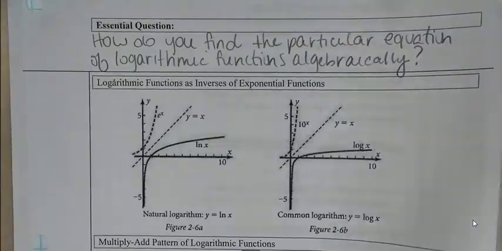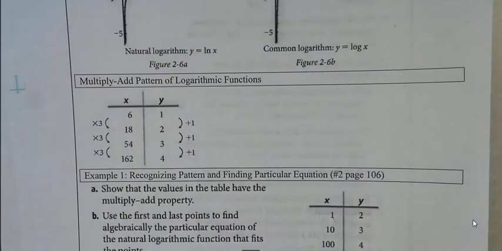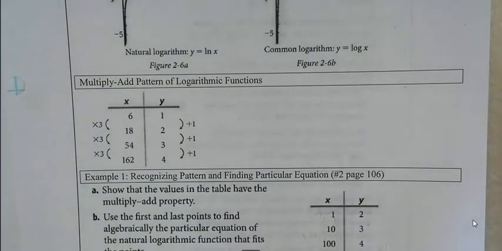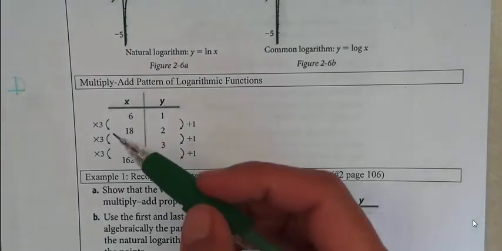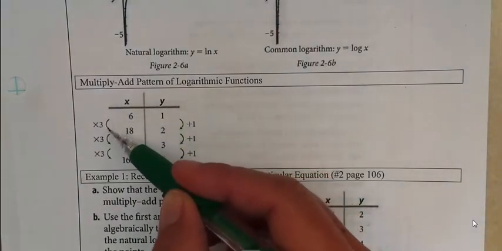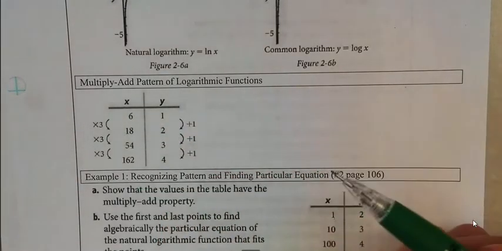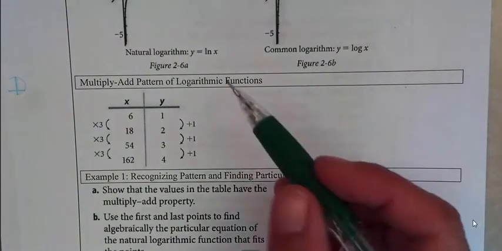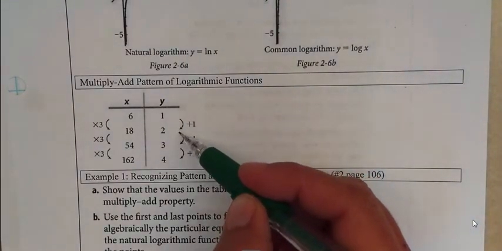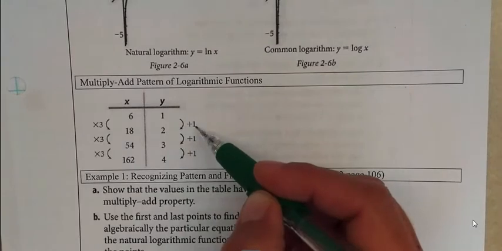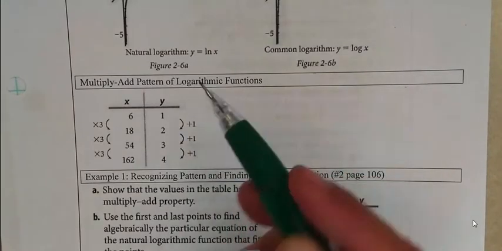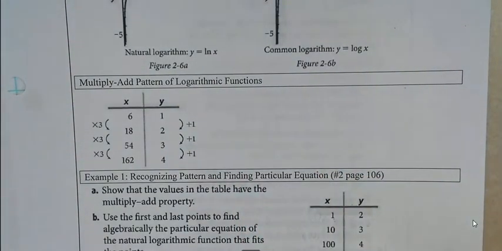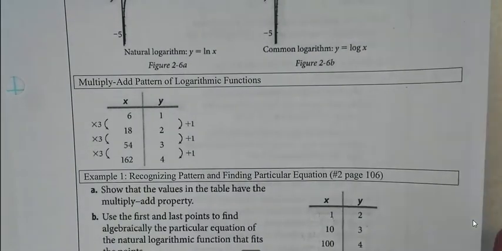So here's something new that maybe you didn't know. Logarithmic functions have the multiply-add pattern. So for every input, I'm going to multiply by a constant to get the next input, and the outputs increase by a constant. Okay, so this is increasing by 1 each time. So putting that into practice, let's move on to example 1.